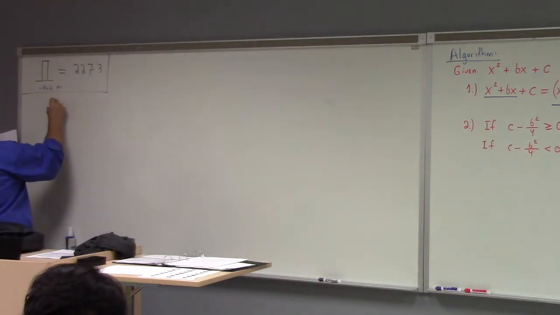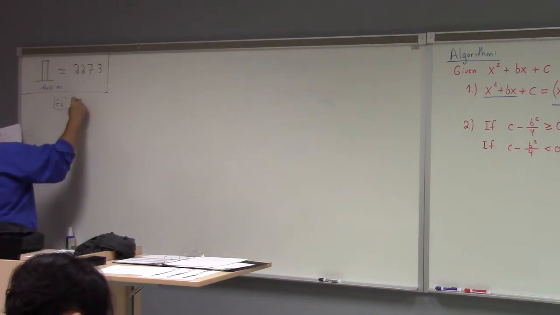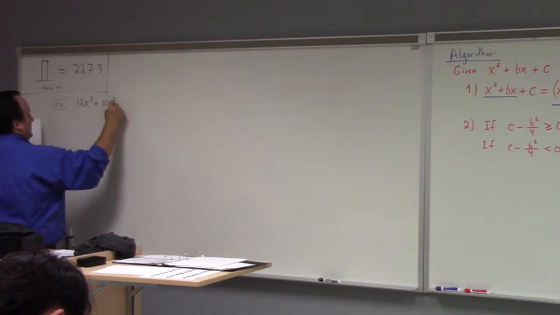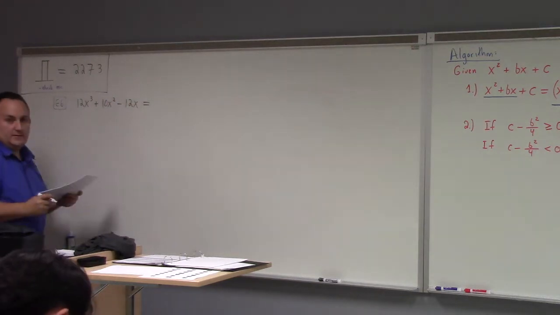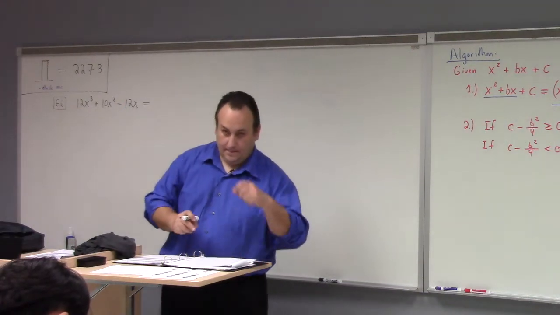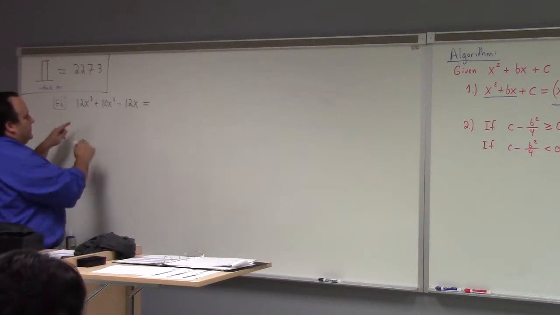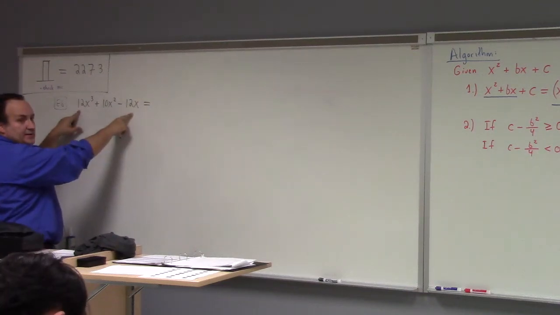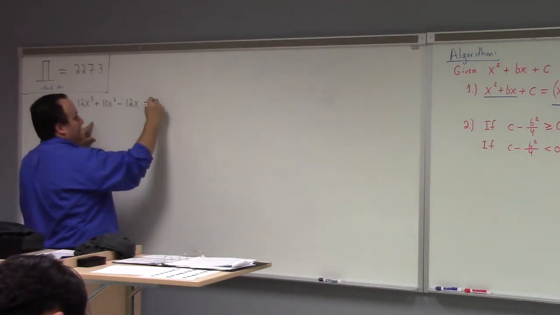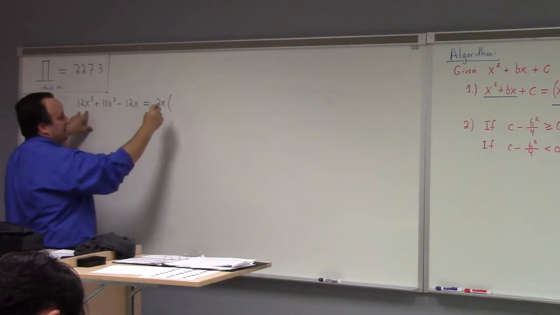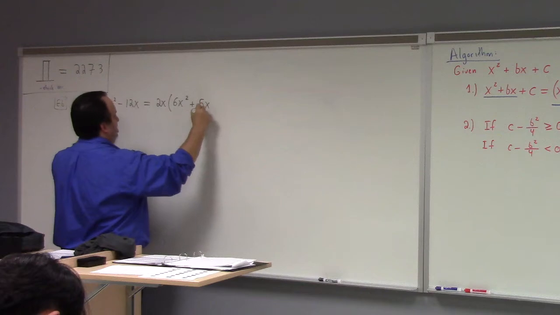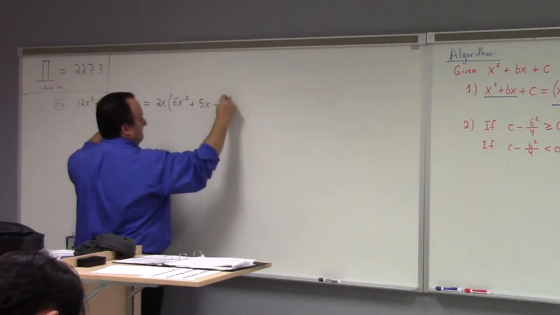So here's example 6. Here we have 12x cubed plus 10x squared minus 12x. All right, how do we factor this? So we look for a common factor. The thing that jumps out at me is I can pull a 2x out of all of these terms, right? So 2x, that leaves me 6x squared plus 5x minus 6.